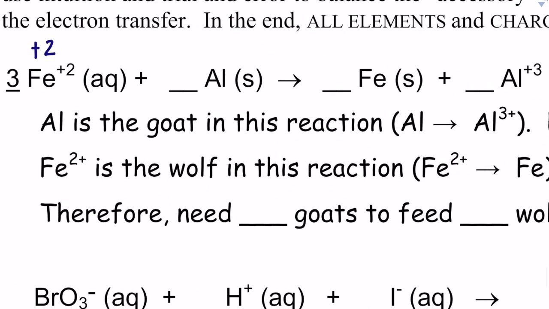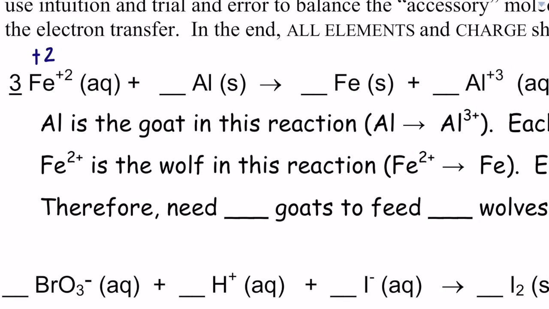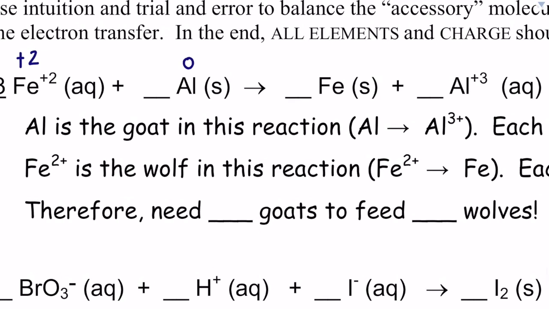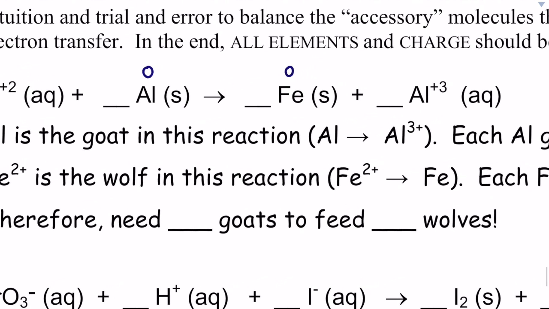For an element in its elemental state, the oxidation number is 0. So aluminum is 0. Same for iron, it's in its elemental state, so its oxidation number is 0. And our aluminum oxidation number is +3 because it is in its charged form, which means its oxidation number will be the same as its charge.